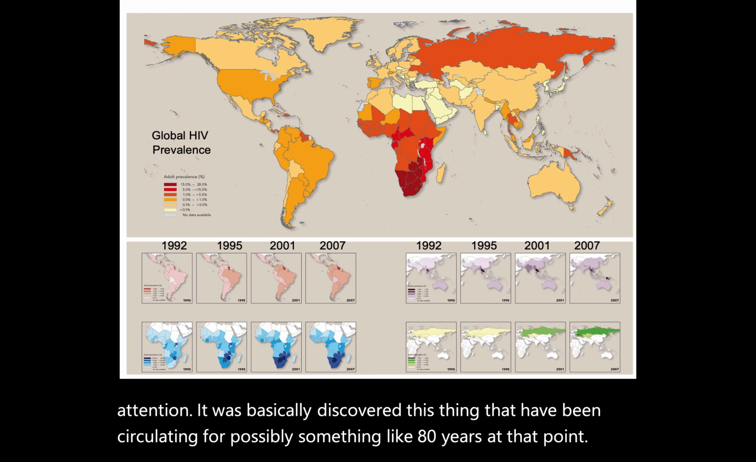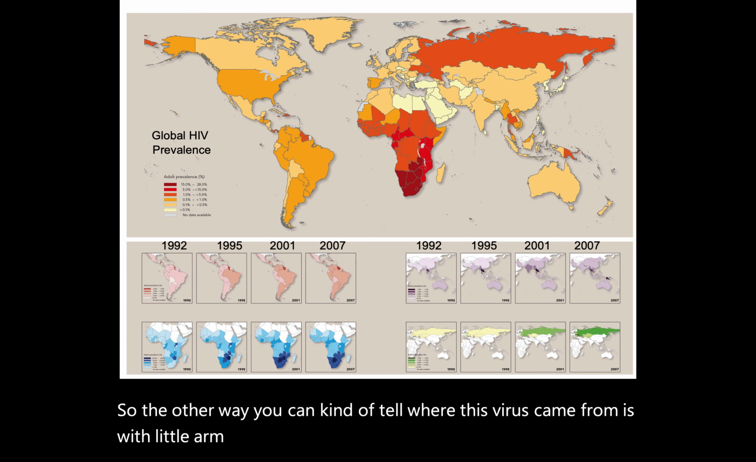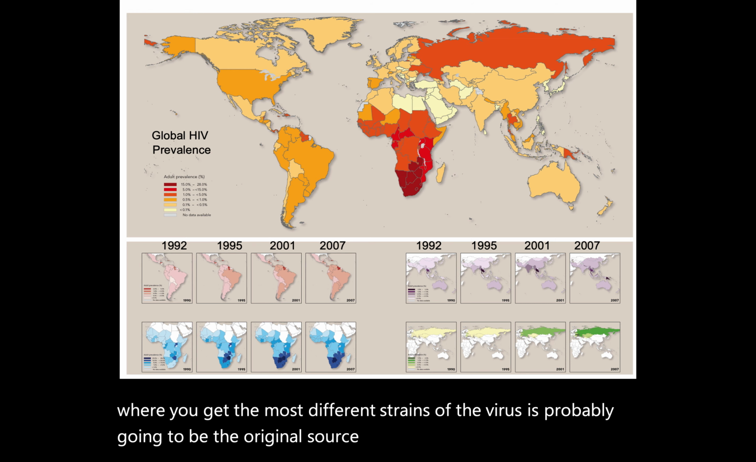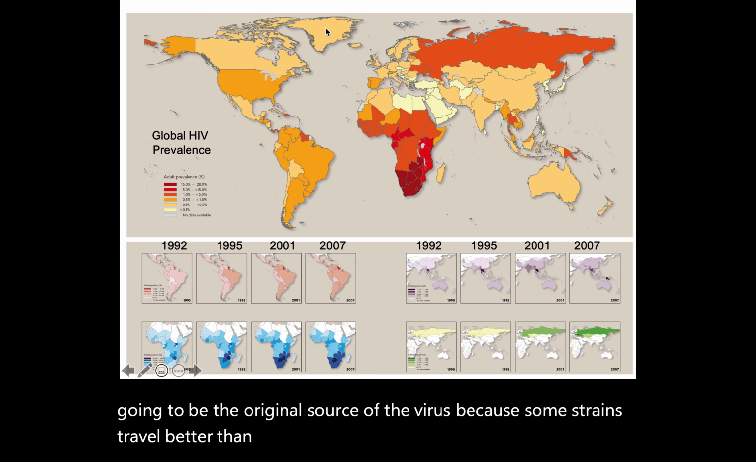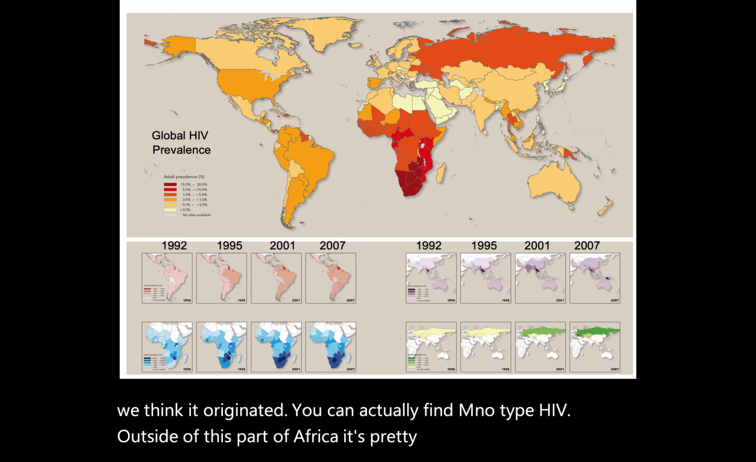So the other way you can kind of tell where this virus came from is with a little armchair epidemiology. So yeah. Basically, the place where you get the most different strains of the virus is probably going to be the original source of the virus, because some strains travel better than others. In this little part of Africa, which is where we think it originated, you can actually find M, N, and O type HIV. Outside of this part of Africa, it's pretty much just M type HIV.